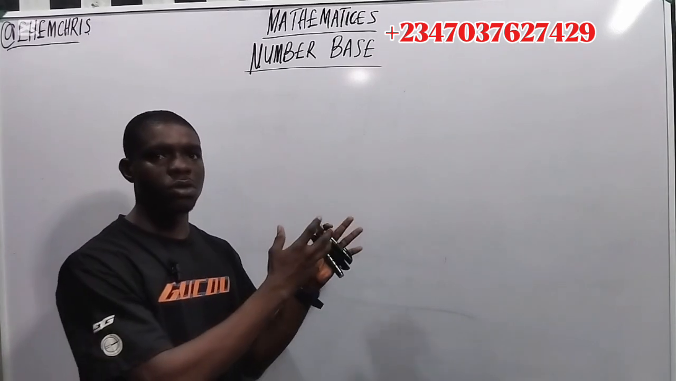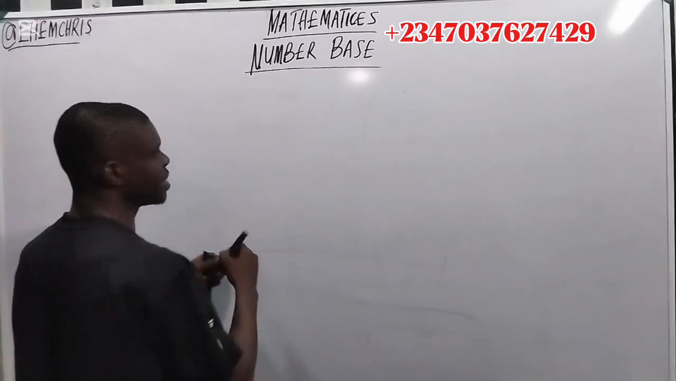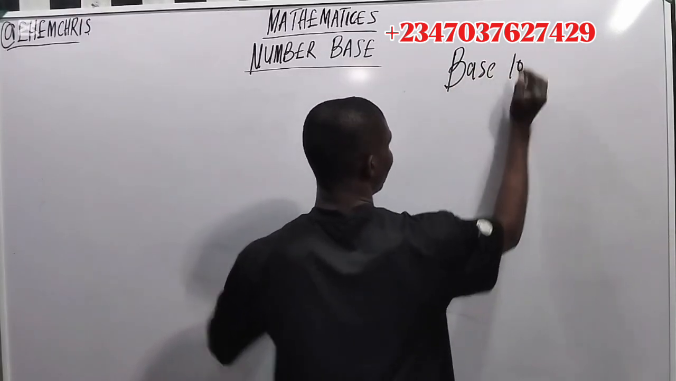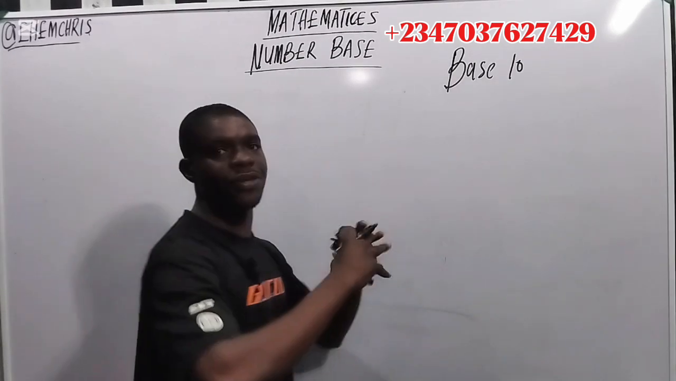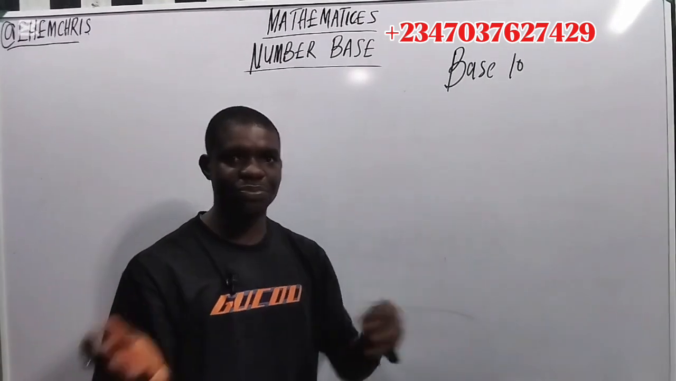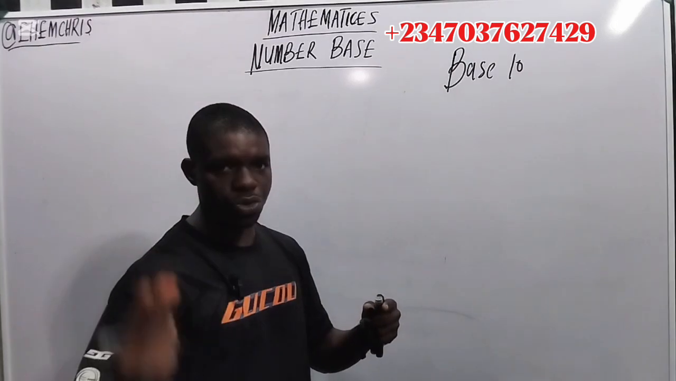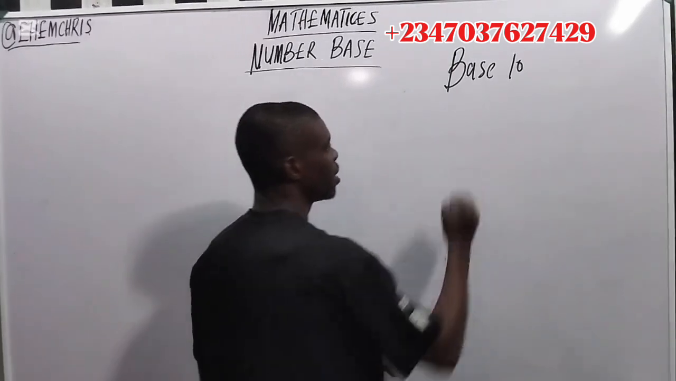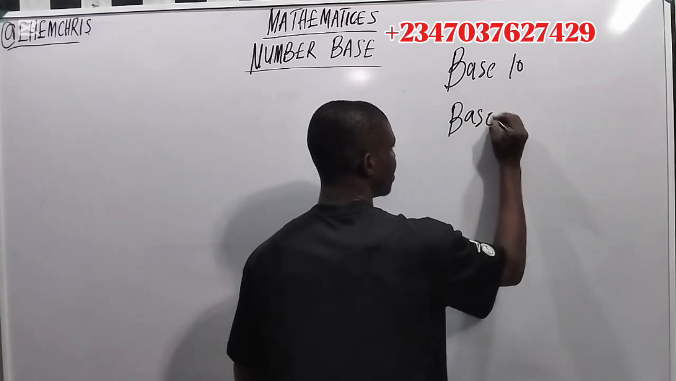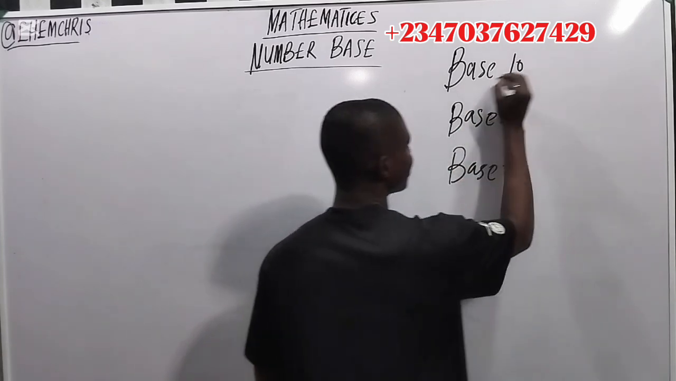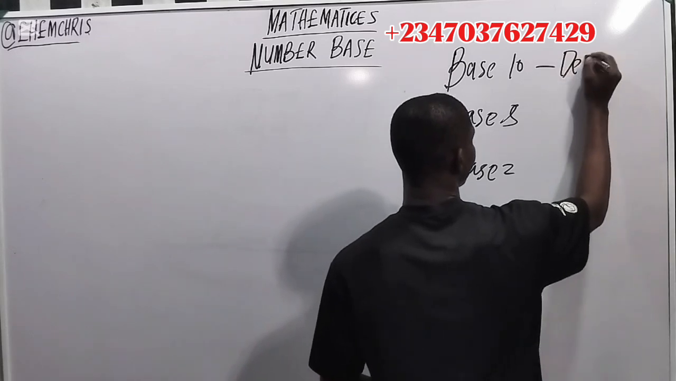We have base 10, and we have different bases: base 10, base 7, base 6, and so on. But the three common ones you are going to look at most, or that I want to see most, are base 10, base 8, and base 2.